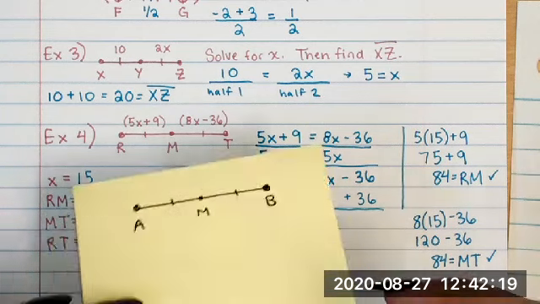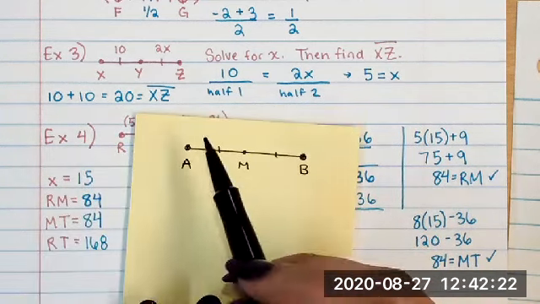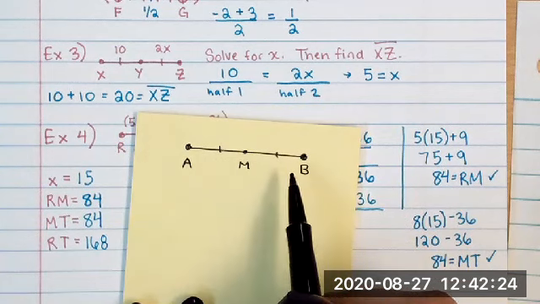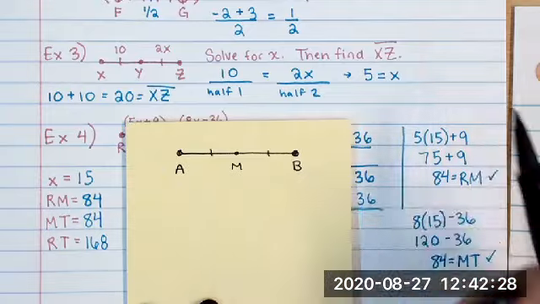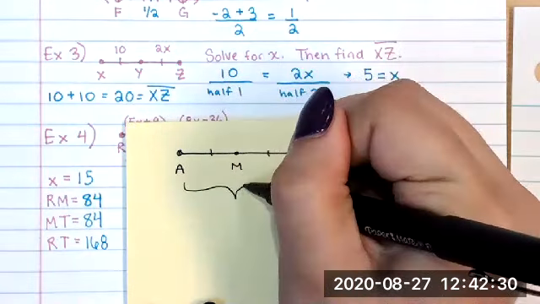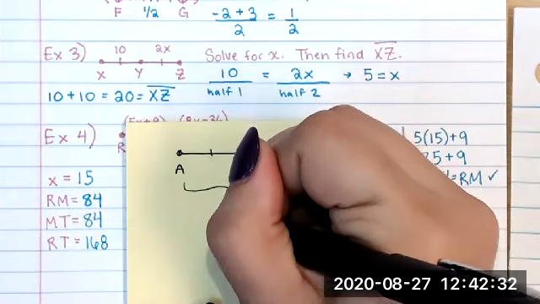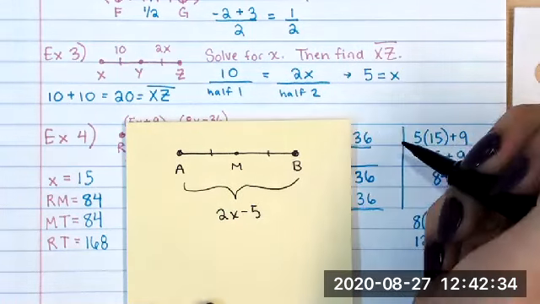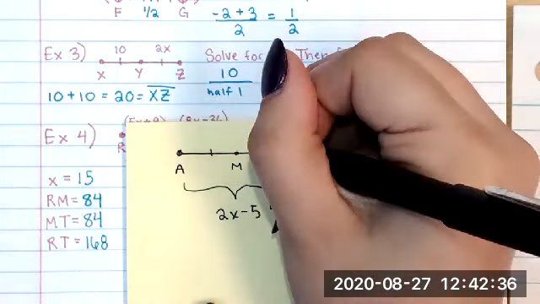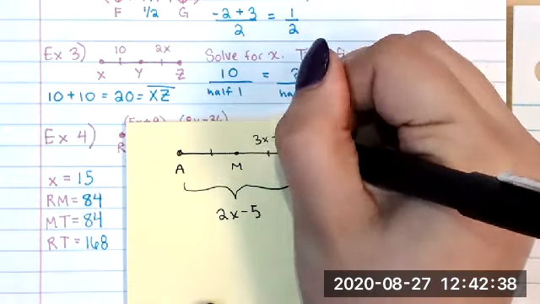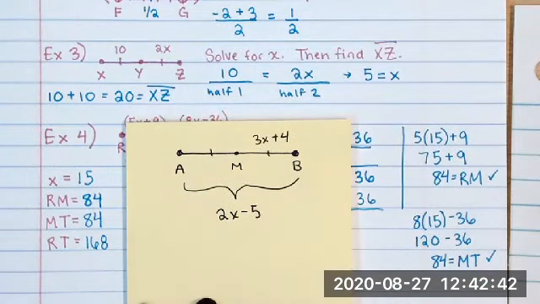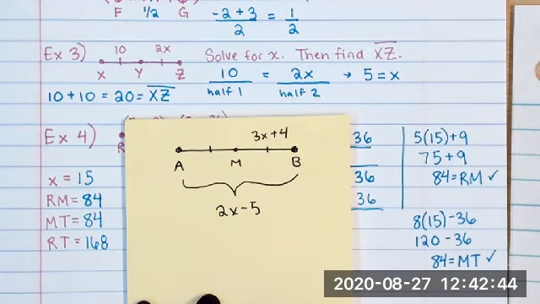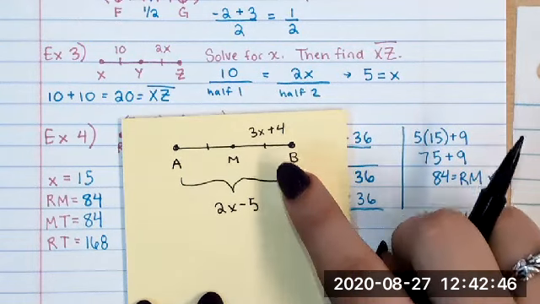All right, so if we're dealing with this situation, we know that AM equals MB, and that's how we were setting up our equations. But what if they give you that this is 2x minus 5, and that MB is 3x plus 4? Well, we don't have 2 things that we can set equal. And please never ever set a half equal to a whole.